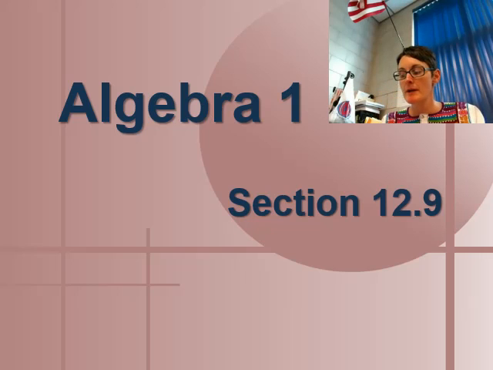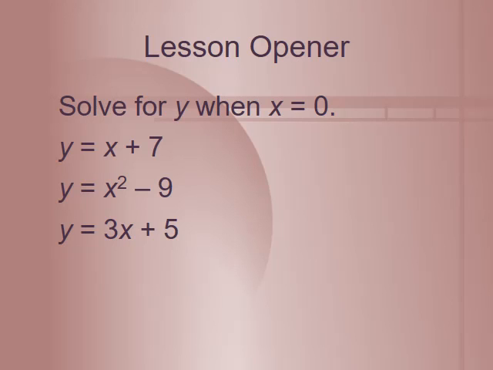Today we're going to do what is called finding the zero of a function. In other words, we're going to set a function to 0 and find its x-intercept. Okay, let's look at this lesson opener. Let's remember back when we were trying to find y-intercepts, we simply changed the x to 0.